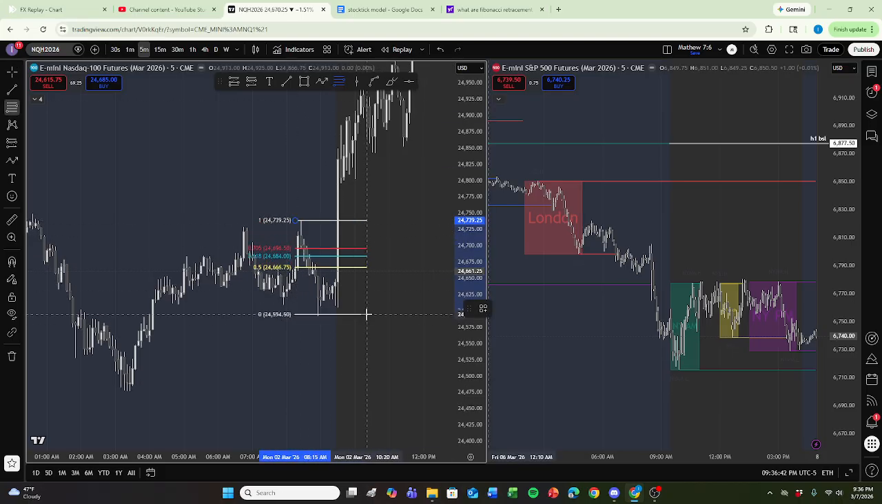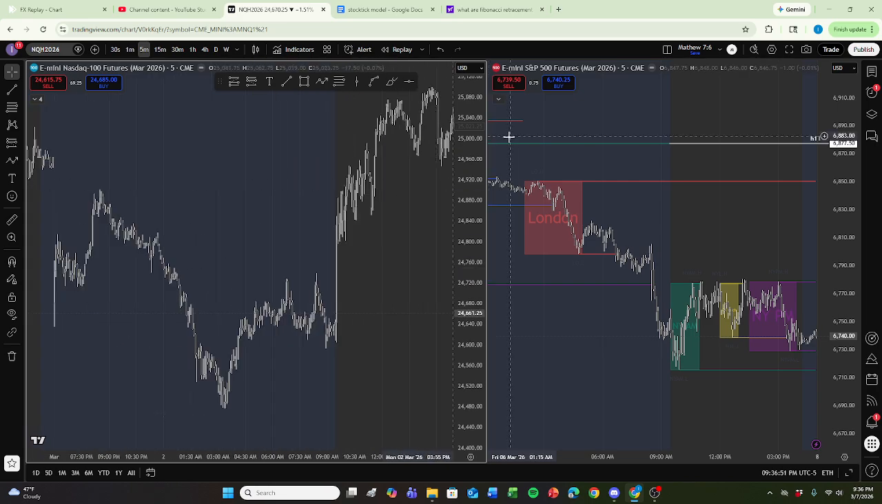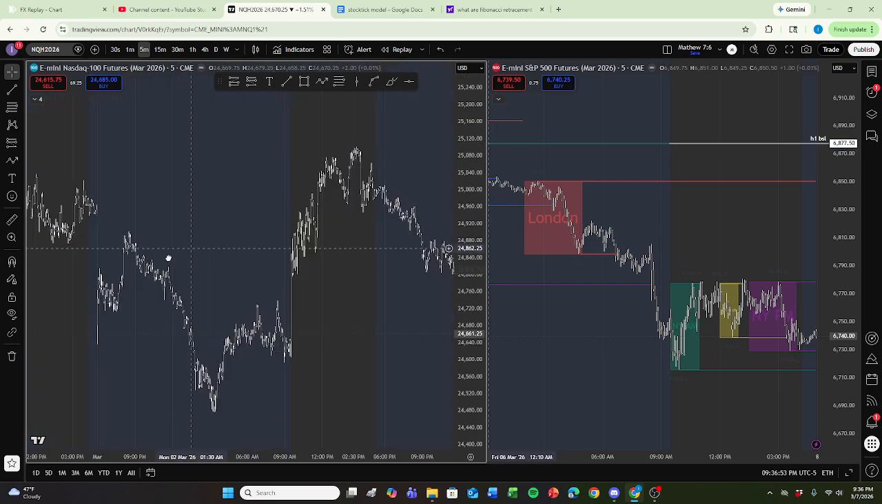You drag from this high to this low. If your draw liquidity's off, you're just going to get cooked. It's going to go right through your fib. So you need to mix fib, higher time frame analysis, draw liquidity.